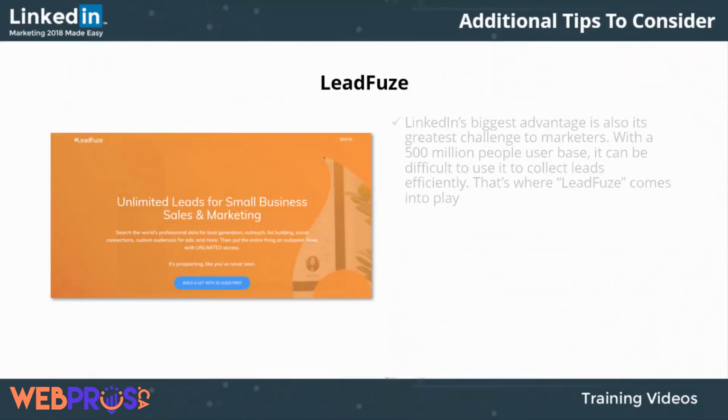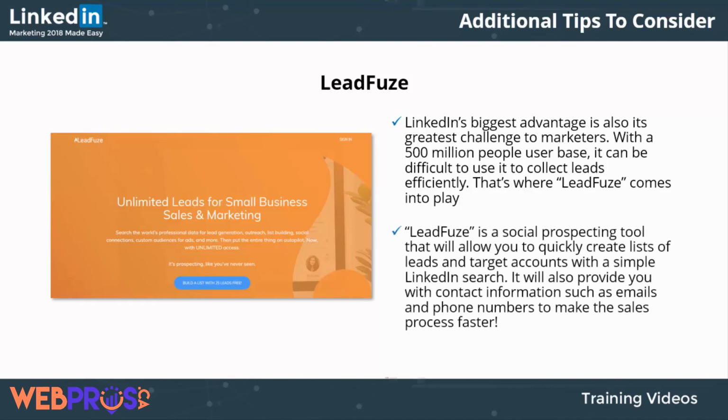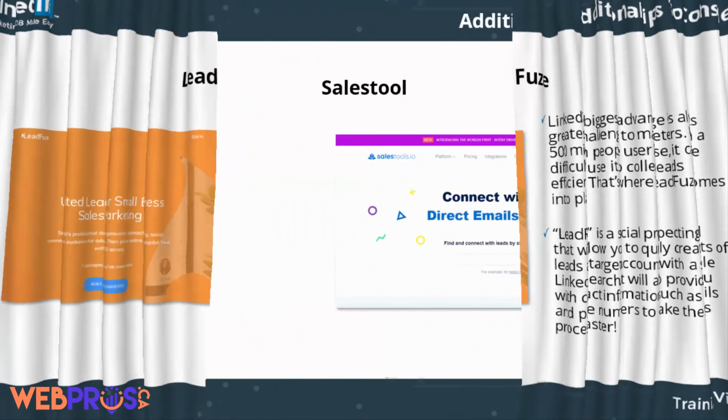Lead Fuse. LinkedIn's biggest advantage is also its greatest challenge to marketers. With a 500 million people user base, it can be difficult to use it to collect leads efficiently. That's where Lead Fuse comes into play. Lead Fuse is a social prospecting tool that will allow you to quickly create lists of leads and target accounts with a simple LinkedIn search. It will also provide you with contact information such as emails and phone numbers to make the sales process faster.